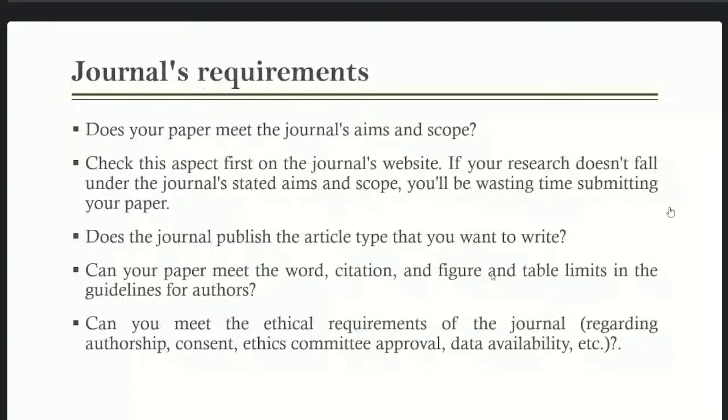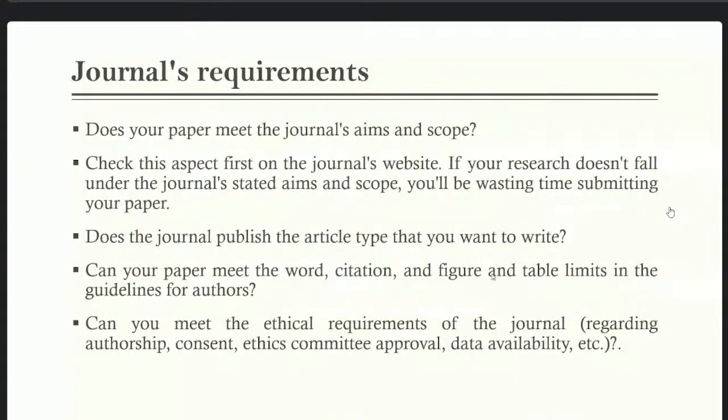Then come journal requirements. We have to match the journal's aim and scope, and after that match the type of journal, whether you want to publish review papers or research papers. Then some journals provide free format submission, and some journals require word, citation, and figure limits. Let me give one example to justify what the journal requirement is and why we are concerned about it.